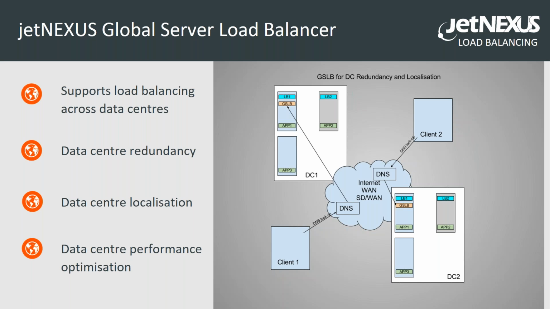What it provides is data center redundancy, data center localization, in other words sending customers to the most appropriate one, and data center performance optimization, so we can do things like monitor the load on servers and on the particular data centers, and spread out that load. It may not necessarily be that the local data center is optimal for serving somebody's traffic if that data center is under heavy load.